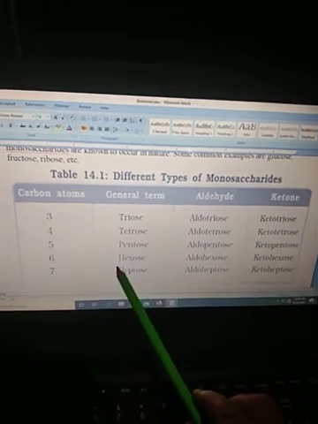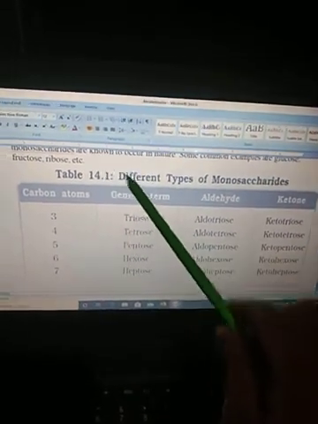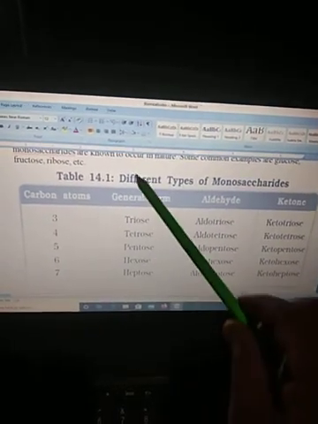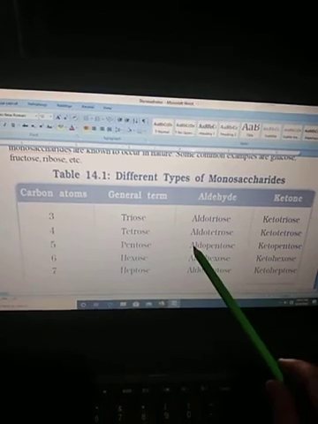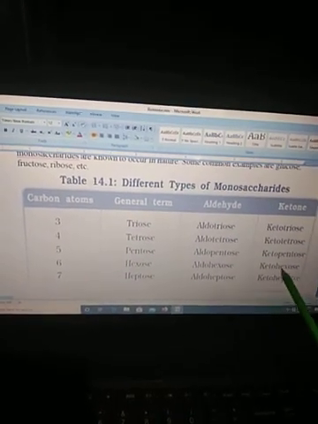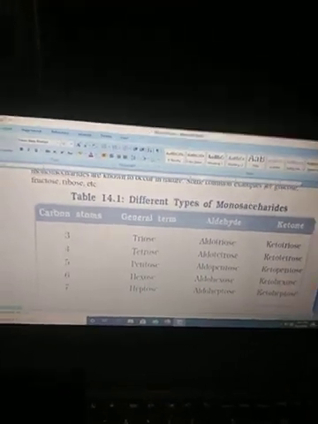Now if you see the above glucose structure, you'll find that we have got 6 carbon atoms and one functional group is aldehyde, so we can also name glucose as aldohexose. Similarly, fructose as ketohexose. The other examples you can just go through.